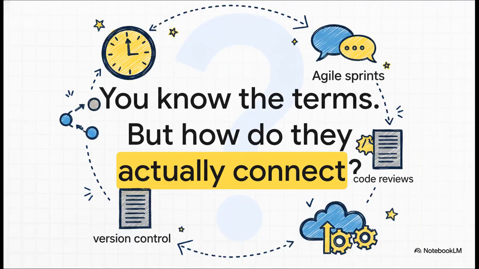And that's the real trick, isn't it? I mean, anyone can look up the definition of version control, but understanding how it actually plugs into a system of testing and collaboration and automation, that's where it all clicks. So we're about to turn that abstract list into a concrete step-by-step journey.